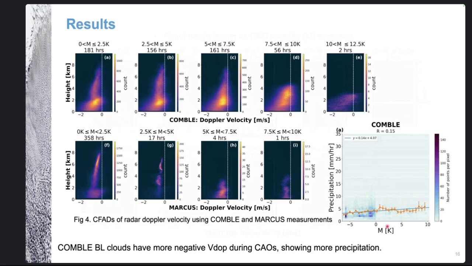In order to prove this hypothesis, we also attach the rain gauge measurements from COMBLE. We see that when the M increases from very negative to positive, there is a positive correlation between the precipitation and the M index. But unfortunately, for MARCUS, the rainfall measurements are very bad. They are very easily polluted by the sea water. So it's not suggested to use the rainfall measurements from MARCUS.